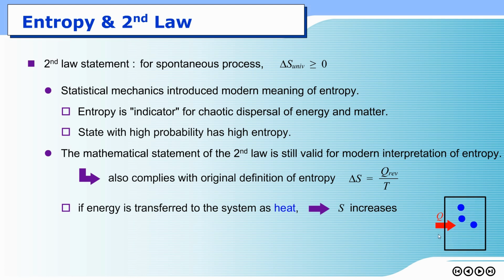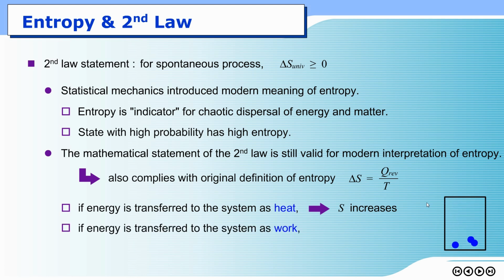But from the equation, you see that when you supply heat to the system, Q is a positive number. And therefore, delta S must be positive. The positive delta S means you have an increase in entropy in the system. These two are consistent. So either way, you get an increase in the system entropy by supplying heat to the system.